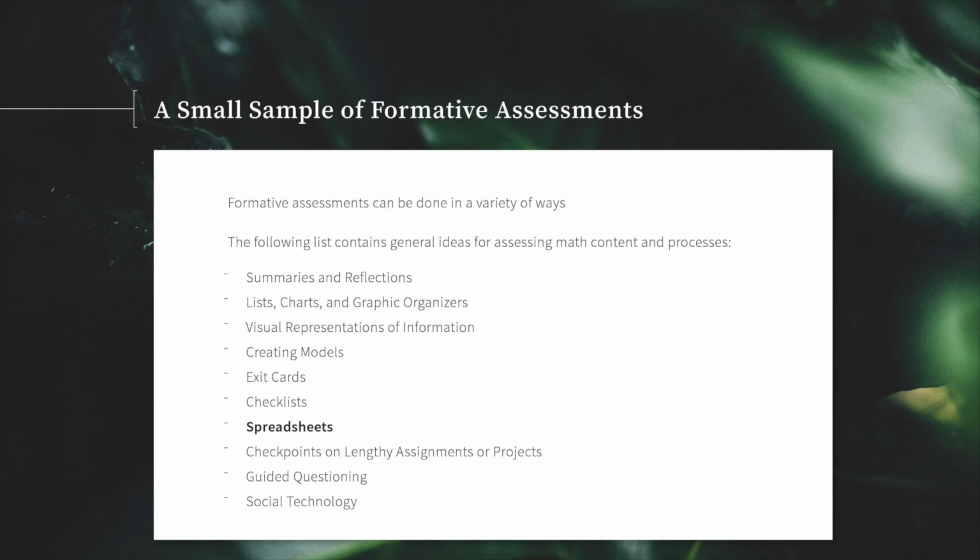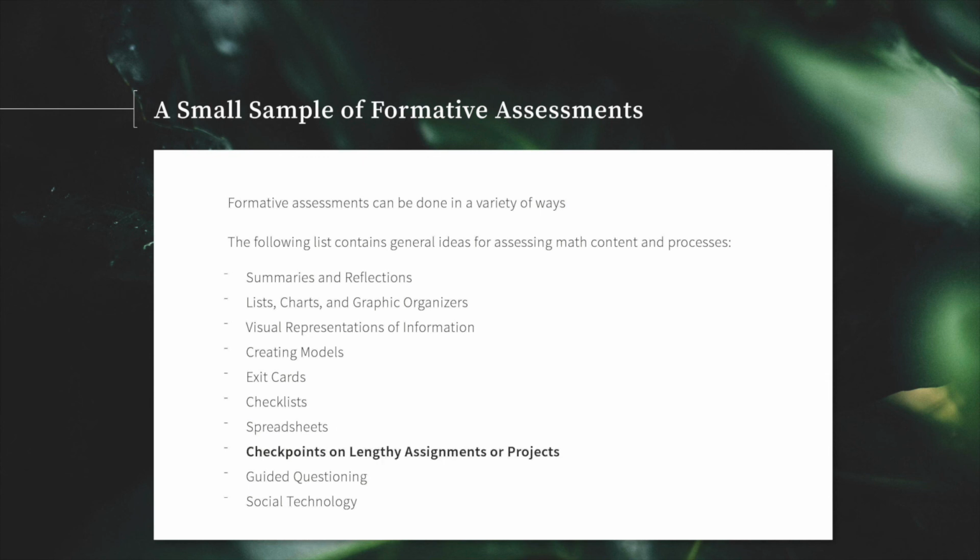Spreadsheets. Another way to keep track of the data is to use a spreadsheet. The spreadsheet functions the same as a checklist on a clipboard, but can show progress over time. You can use a system of check minus, check, and check plus, or the numbers 4, 3, 2, 1, to indicate student proficiency with the skill.